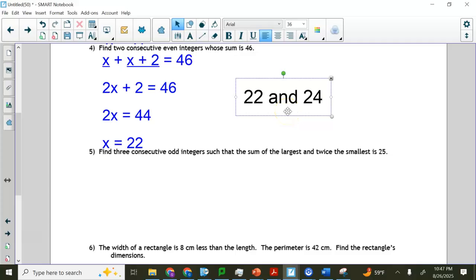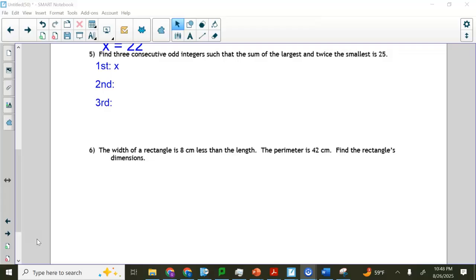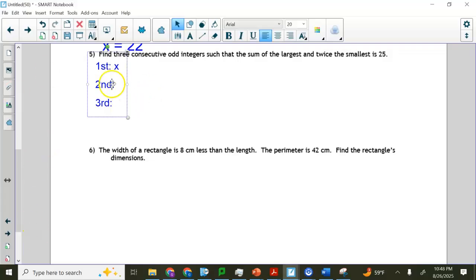All right, next one. Find 3 consecutive odd integers such that the sum of the largest and twice the smallest is 25. All right, this one does not give you the total of all 3 numbers like the other ones did. So what I'm going to do is just kind of write over here what I'm letting all the numbers be.